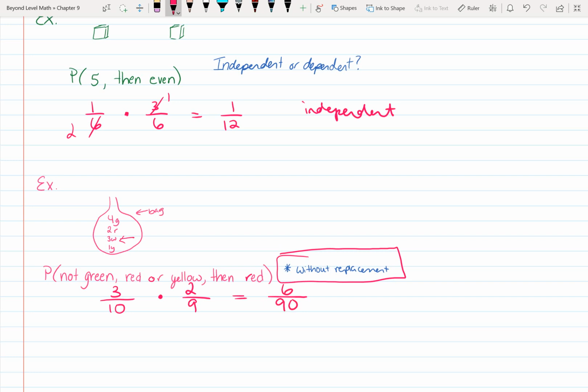It says without replacement. So is this independent or dependent? And it is dependent, because if you don't replace it, that changes the probability of the second pulling of the red.